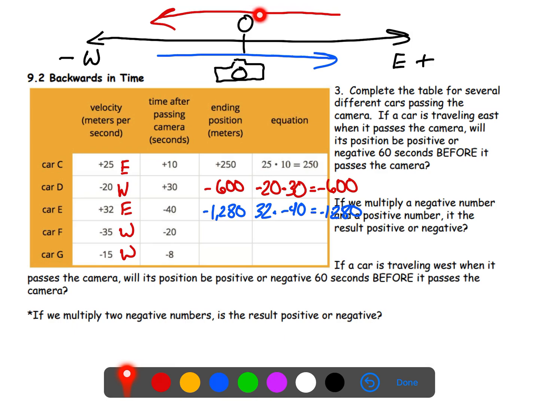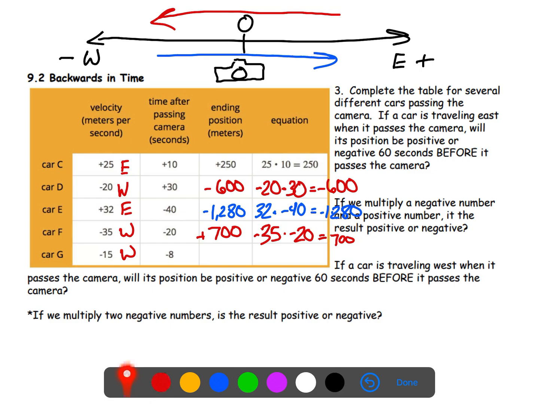If we track back the path of this car and go 20 seconds before the car reaches the camera, we're over in this side of the road. This side of the road is on the positive end of the road. So we should get, if we are 20 seconds before the camera going this direction, a positive ending position, someplace over here. Now that's important because that is our rule for multiplication. If we multiply two negative factors, what we get is a positive product, and our position would be positive 700.